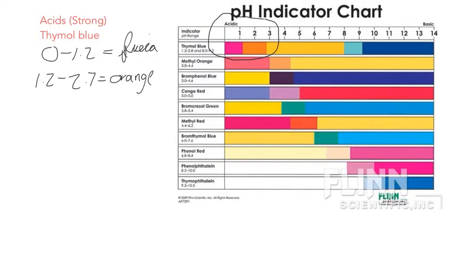And I mean, thymol blue is actually really useful for denoting a strong and weak base, because we can see right here we have a weak base between 8 and 9, and then we have our strong bases here between 9 and 14. But if we're looking at trying to figure out a strong acid, thymol blue would be the perfect one.